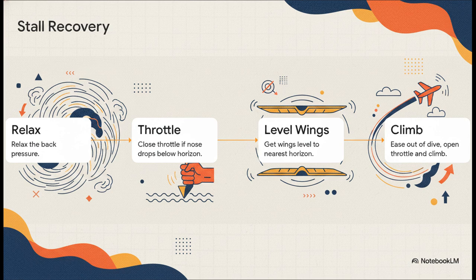You have to execute these rapid-fire, life-saving stall recovery steps. Step 1. Instantly relax that back pressure to break the stall. Step 2. If your nose is dropped below the horizon, slam that throttle closed to stop losing height so fast. Step 3. Forcefully get your wings level to the nearest horizon. And finally, Step 4. Ease out of the resulting dive, smoothly open the throttle back up, and climb right back to your original height. Once you're safe, check your engine temps and pressures, make sure your fuel is balanced, and take a deep breath to reorient yourself.